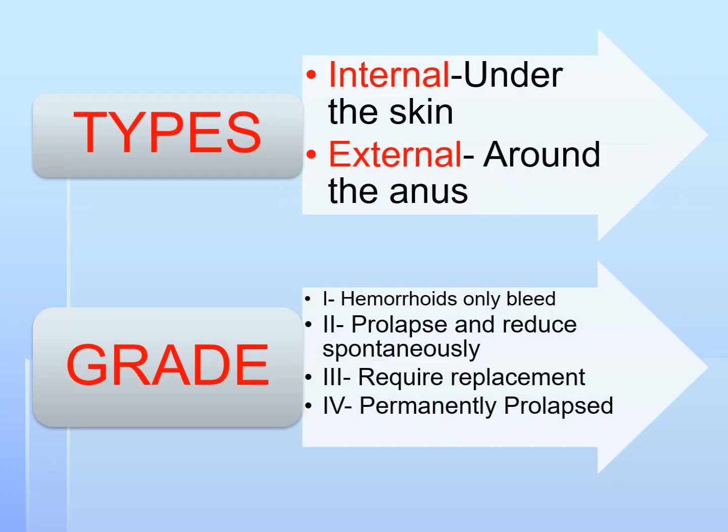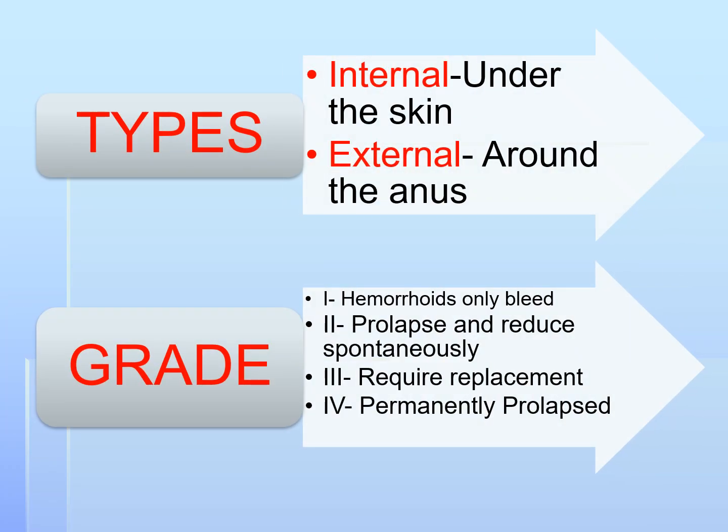Hemorrhoids are mainly of two types. Internal hemorrhoids are located inside the rectum and are usually painless but may cause bleeding. They are classified into four grades. Grade 1, that is swollen vein without prolapse. Grade 2, prolapse during straining but return on their own. Grade 3, prolapse and need manual pushing back. And grade 4, that is permanently prolapsed and cannot be pushed back.